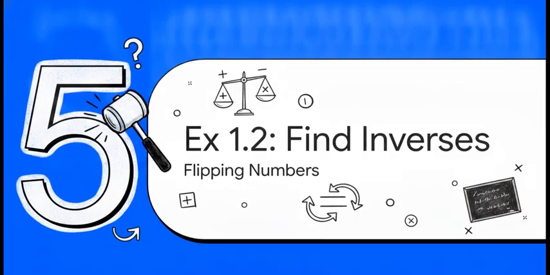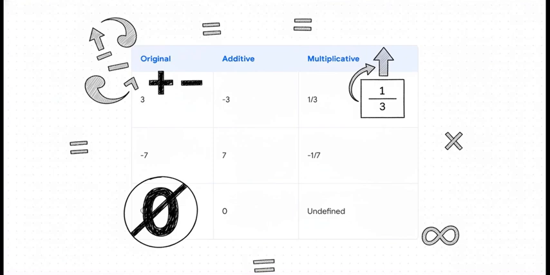And finally, let's bring it home with Section 5, Exercise 1.2, Finding Inverses. This one is super satisfying. Remember this really simple set of rules for question 5? To find the additive inverse, you literally just flip the positive or negative sign. Boom. So for the number 3, the additive inverse is negative 3. For negative 7, it's positive 7. Easy. Now to find the multiplicative inverse, you just flip the number into a fraction. The multiplicative inverse of 3 becomes 1/3. Just follow this pattern for the remaining numbers in the exercise.